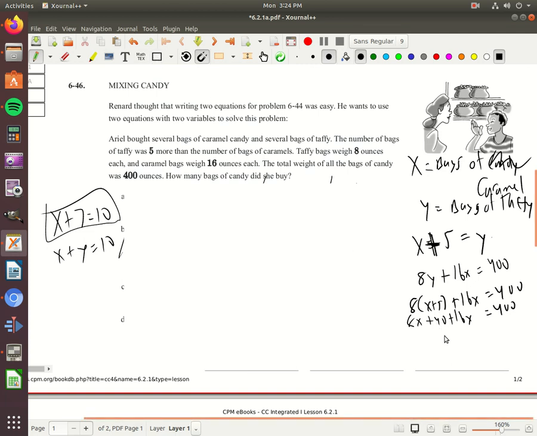All right, so I get 24x plus 40 equals 400. So 24x equals 360, which if I divide both sides by 24, I think x equals 15. So I have 15 bags of caramel, which means I must have 20 bags of taffy.